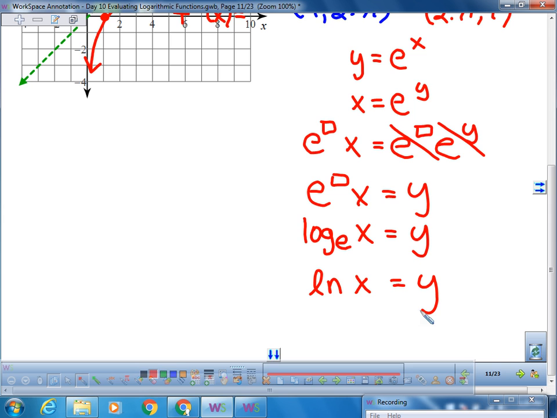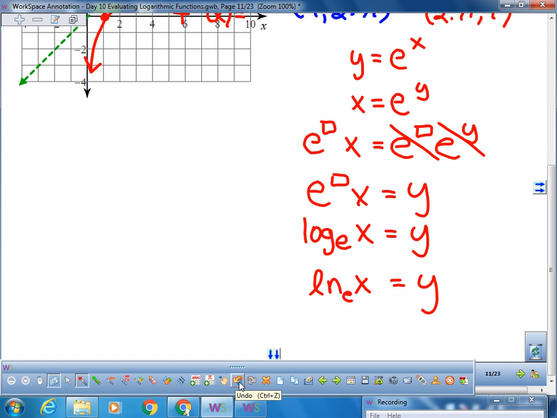In fact, when I see this, I normally will put a little note here to remind myself that there's a base e. At the beginning, when I first started doing logs, I would just change it back to this. So it has all the same properties. It's the same exact thing. It's just that e is so special that it gets its own notation. Okay, so we're going to play with this a little bit.